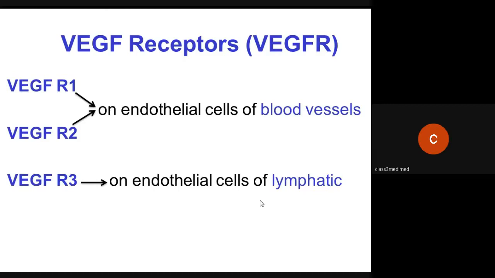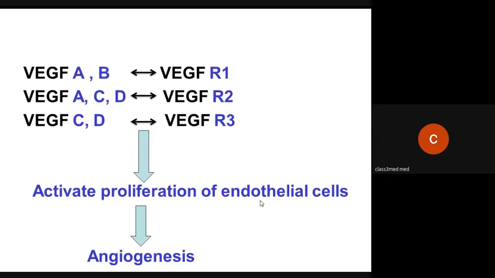But it is important to know that there are different vascular endothelial growth factors. There are three types of the vascular endothelial growth factor receptors. Okay, binding of the vascular endothelial growth factor to the vascular endothelial growth factor receptor results in stimulation of the endothelial cell proliferation, and angiogenesis starts.